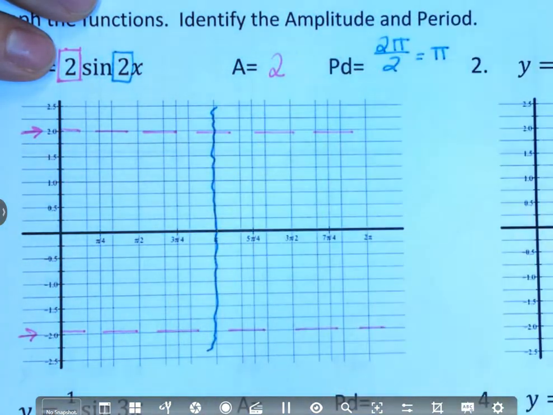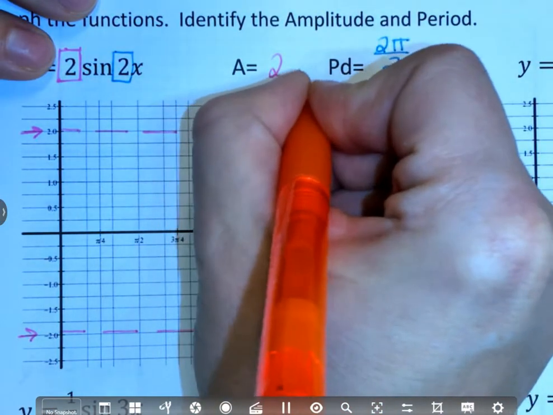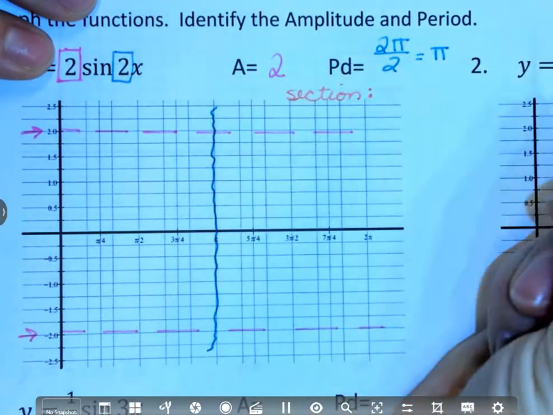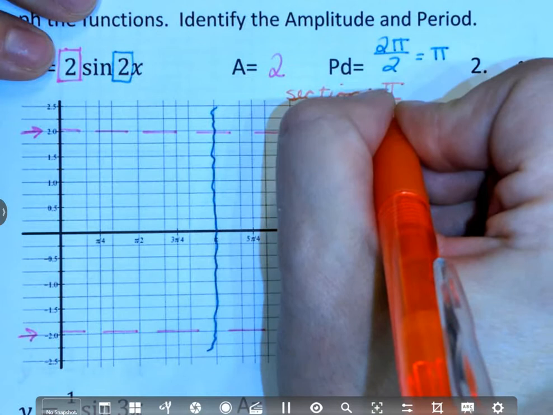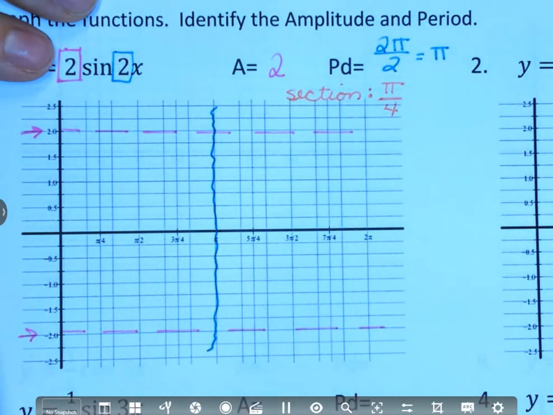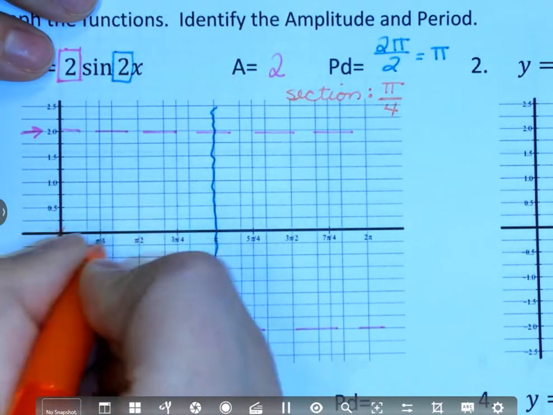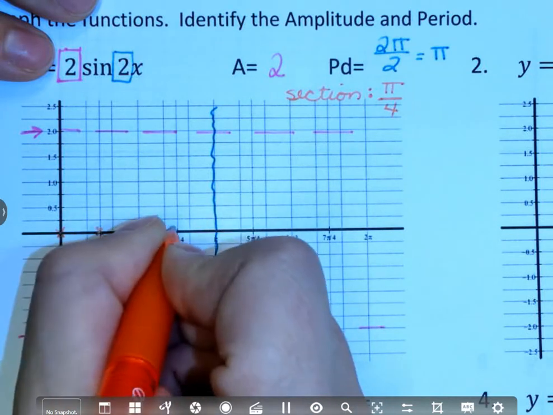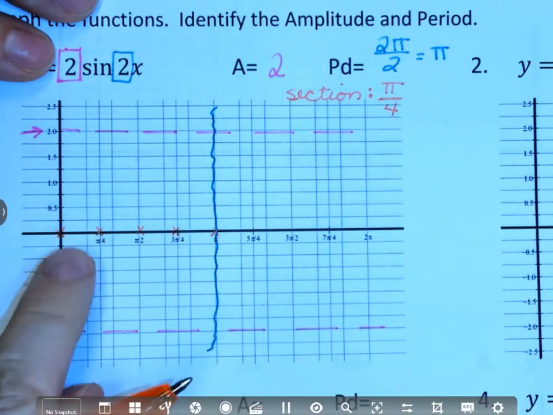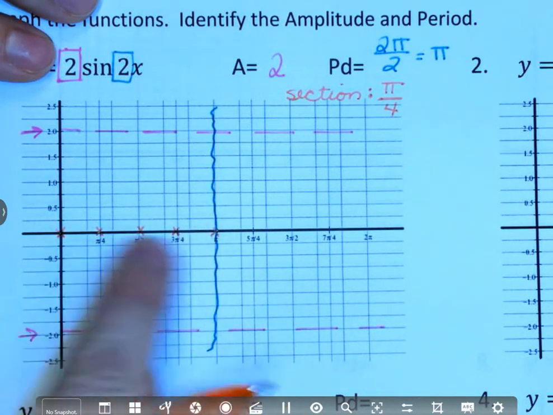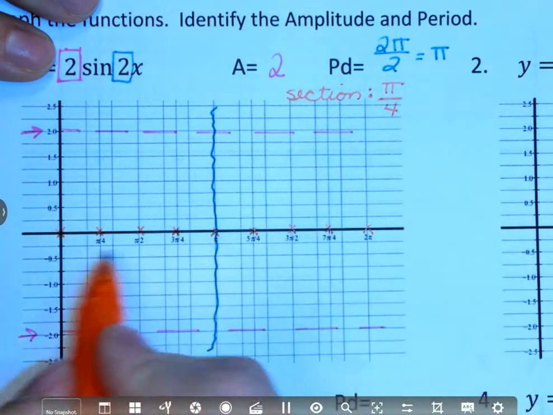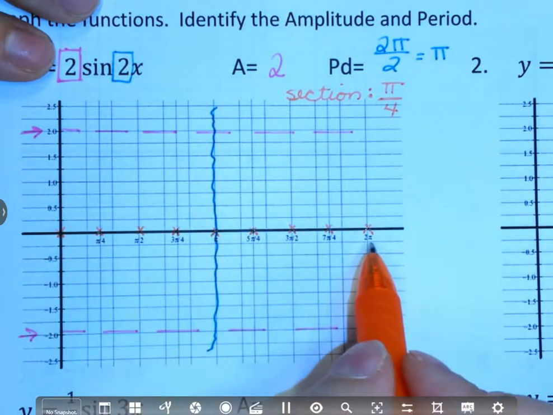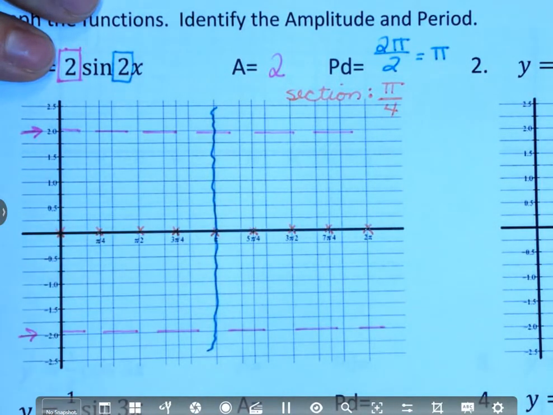For every time that you're doing a period, I want you to calculate your sections. To calculate your section, take your period and divide it by 4. That means I start at 0, then pi over 4, pi over 4, pi over 4, pi over 4. Look, 1, 2, 3, 4, 5. Those are my points. Keep going, and every time you graph this, you must always fill your graph from 0 to 2 pi. A little bit beyond in either direction to make sure you know which way it's going.